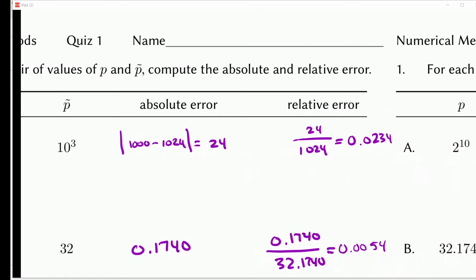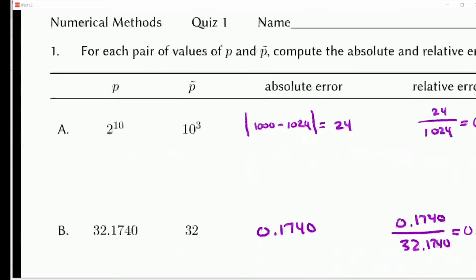So how far am I off is a relative error. Here's the one thing to make sure that you note: the relative error is computed when you compare how far you are, the absolute error, divided by the actual number. So if you put 1,000 down here, and 10 to the 3rd is 1,000 instead of 1024, then you're wrong. It's actually about 2.3% is the relative error. So that's one place that you might have made a mistake.